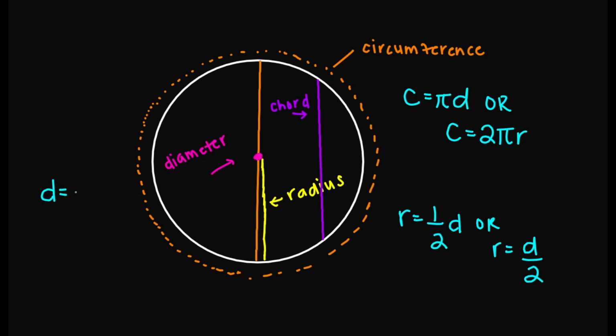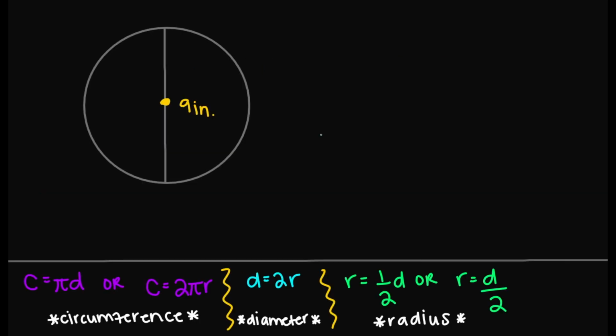And then if you wanted to find the diameter, that's going to be d equals 2r. So you have your circumference right here, your formula for your radius is here, and then your formula for your diameter is here. Let's look at this example here. So let's say you have a circle and I need to find the circumference of this circle with a diameter of 9 inches. So I can use two formulas.